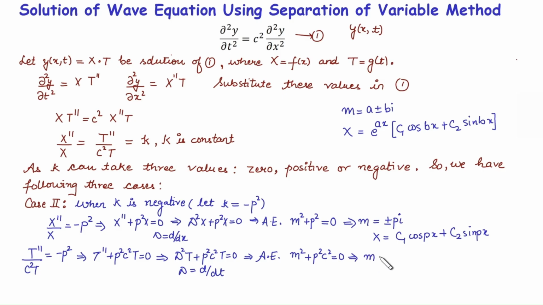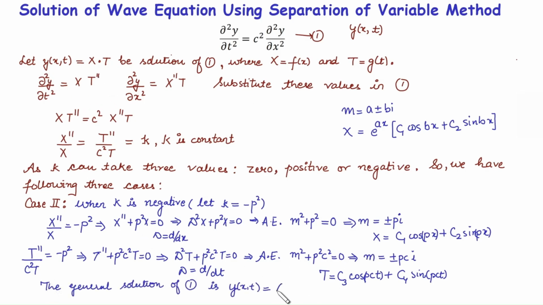Auxiliary roots we have m is equal to plus minus p c iota. Again we have a complex root, so we can write the solution with the help of this. T is equal to some constant c3 cos of p c t, because the variable is time here, plus c4 sine of p c t. So these are the solutions we are getting individually. Now we can write the general solution, that is the product of X into T, where X is written by this and T is equal to this.